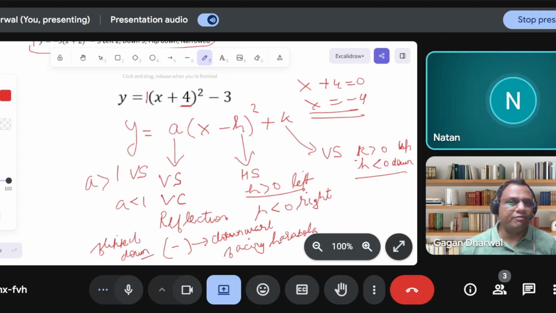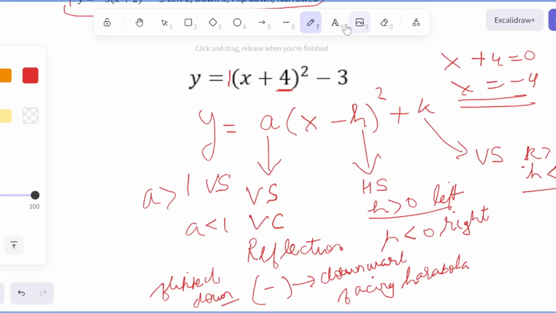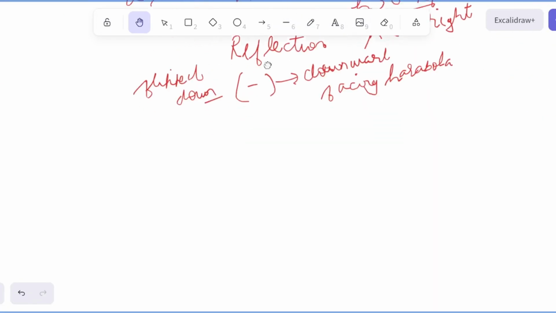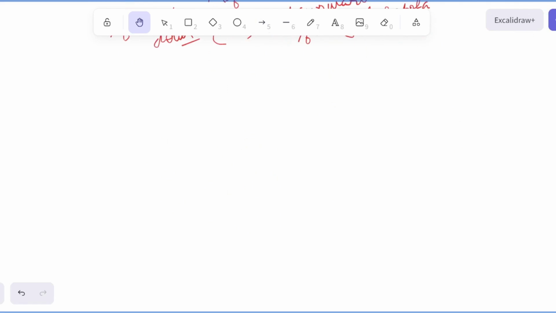Okay, all right. One more example to make it more clear. So I have the equation, yes, this one. This covers even the compression part as well.